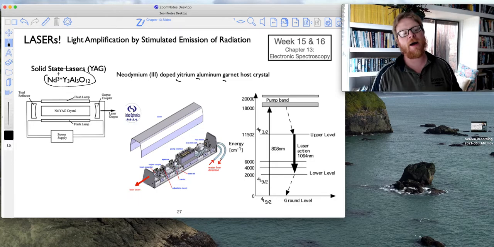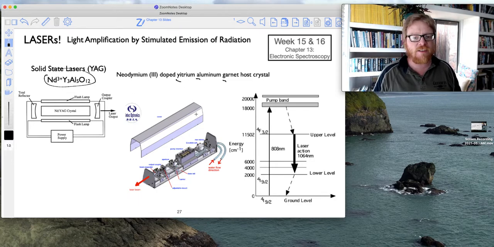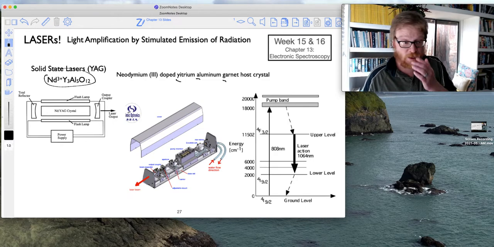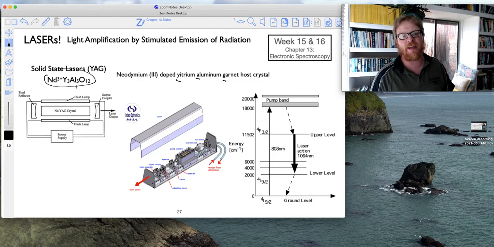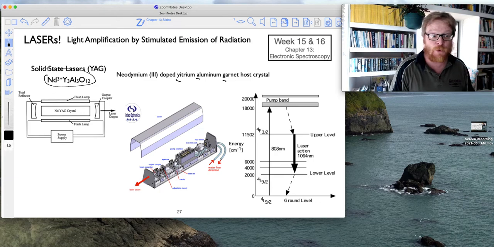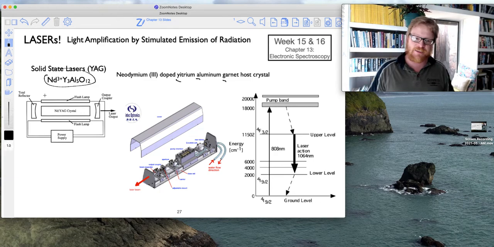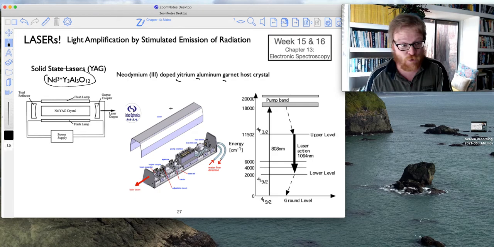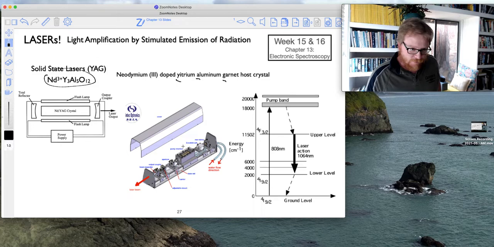It's got a neodymium 3+ that is embedded in this host crystal. So the vast majority of the crystal is this yttrium aluminum garnet, YAL and oxygen. However, there are a few neodymium 3+ ions in that crystal lattice. So it's an alloy, right? And you can see here the laser action is created from the neodymium 3+.